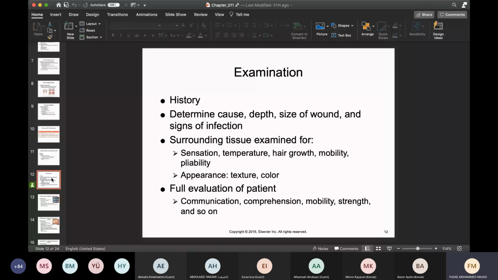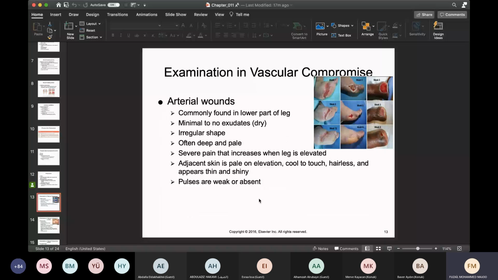Now, when you look over here, this is showing arterial wounds. So what do we see in an arterial wound? This is a foot over here. Commonly found in lower parts of the leg. Again, these tend to be dry, so there's no exudate present. When you look at the shape, it's irregular. Often it will look pale in color, and they tend to be deep as well.